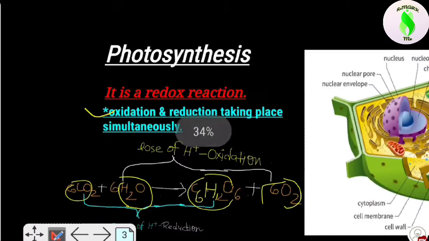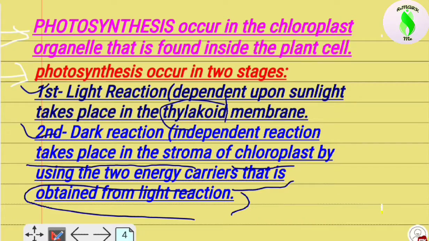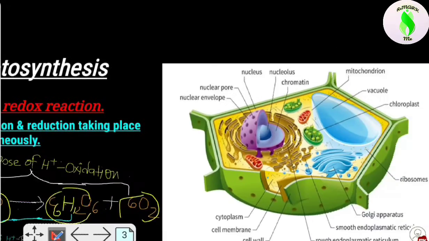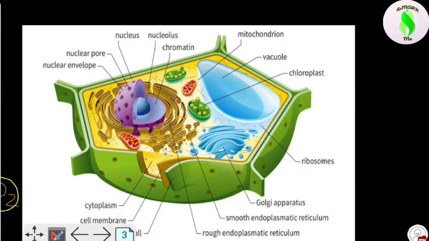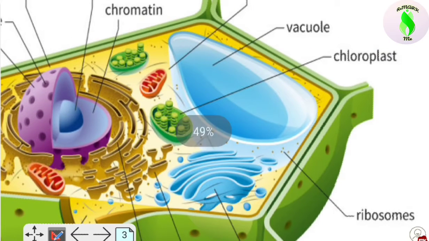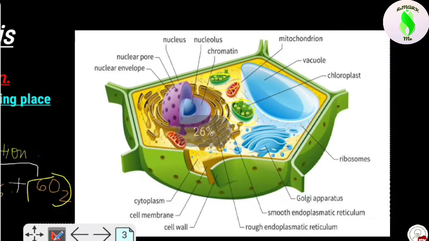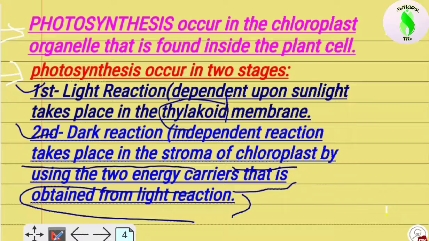Now come to the other point: photosynthesis occurs in the chloroplast organelle, which is found inside the plant cell. What is a chloroplast? As you can see over here, this is the plant cell, and there is a chloroplast found in it, in which photosynthesis is taking place. This diagram is telling us about the chloroplast.